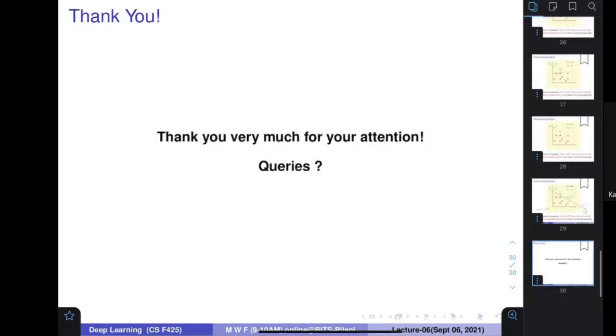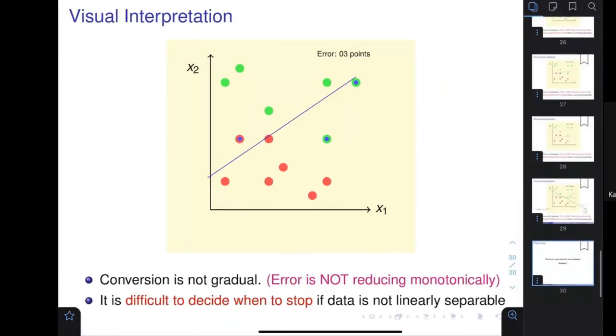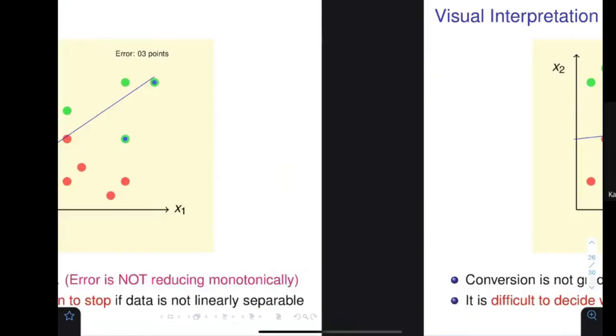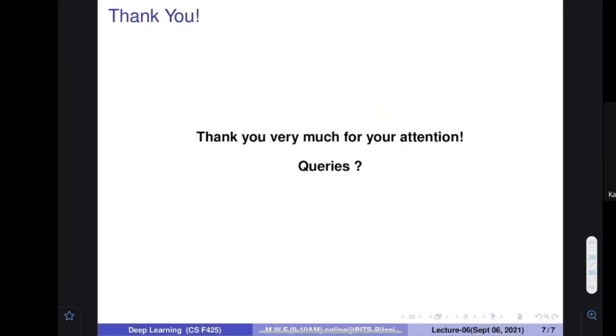So this is a wonderful method by which you can find out the right parameter. But the only issue is that you are not sure where to stop, and that's why you have to go for some other technique.